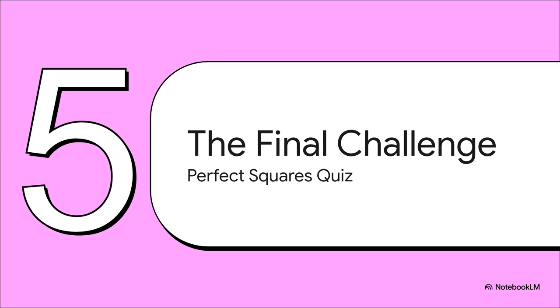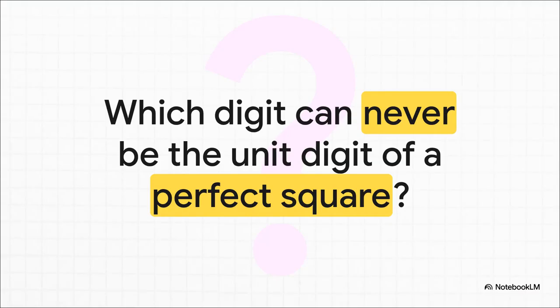All right, you've learned the codes for squares and for cubes. Now it's time for a final challenge to put all this new knowledge to the test. You ready? All right, here's a quick question for you. Looking back at those patterns we saw, which of these digits can never be the last digit of a perfect square? Is it A, 1, B, 4, C, 8, or D, 9? Go on, take a second to think about it.